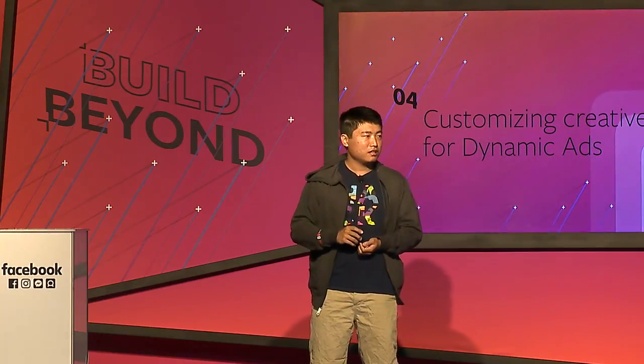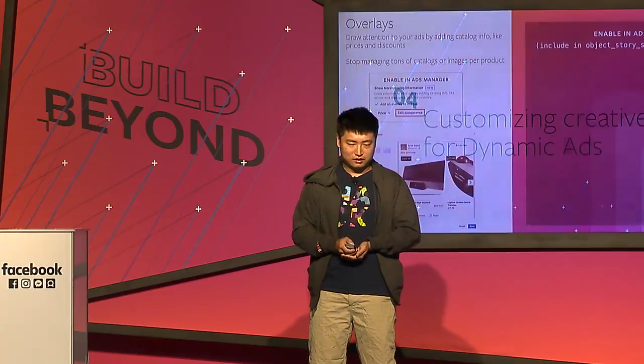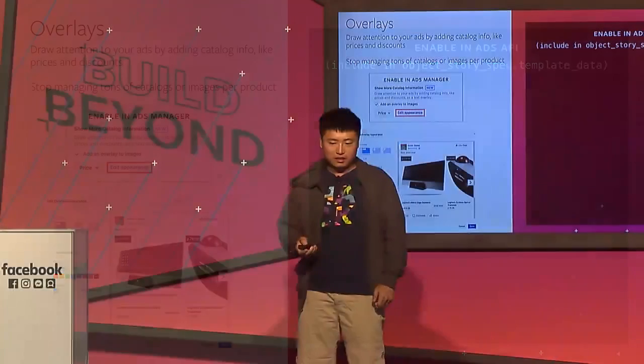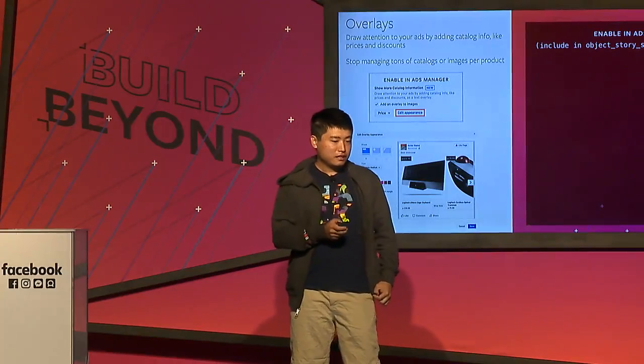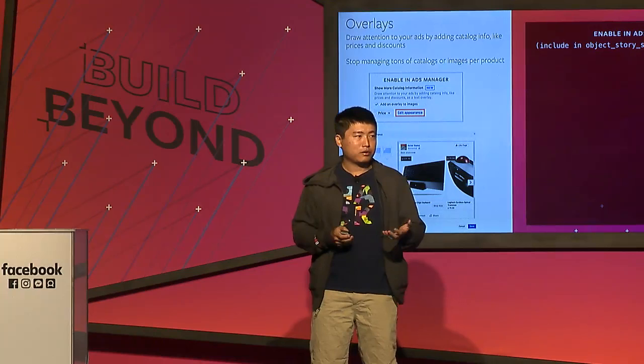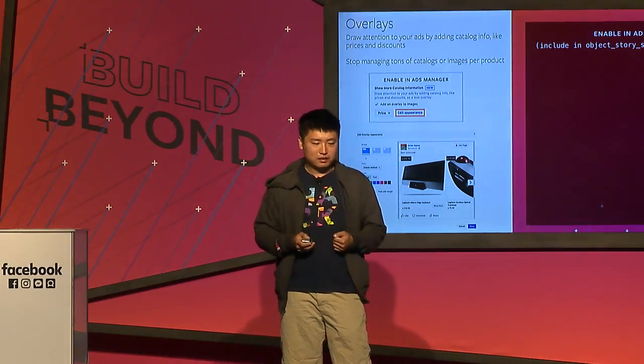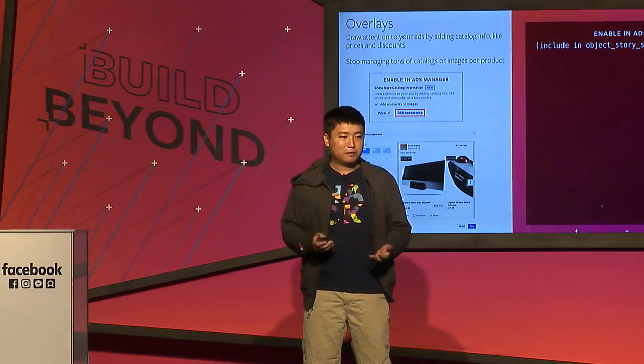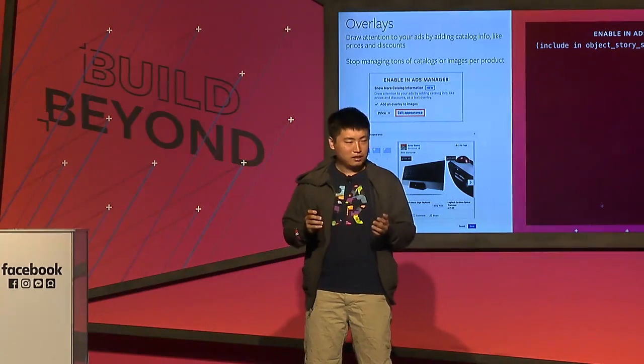Now, let's take a different direction and talk about creatives. We'll talk about some creative options that let you customize your ads to make them more compelling and engaging. Overlays. I talked about this a little bit in the past when it was still in development. It's now available in Ads Manager and the Marketing API. Overlays enables you to draw attention to your ads by adding catalog information like prices and discounts automatically. If you're already hacking a catalog to display overlays, now you can stop managing tons of catalogs and images per product and let Facebook handle this for you.